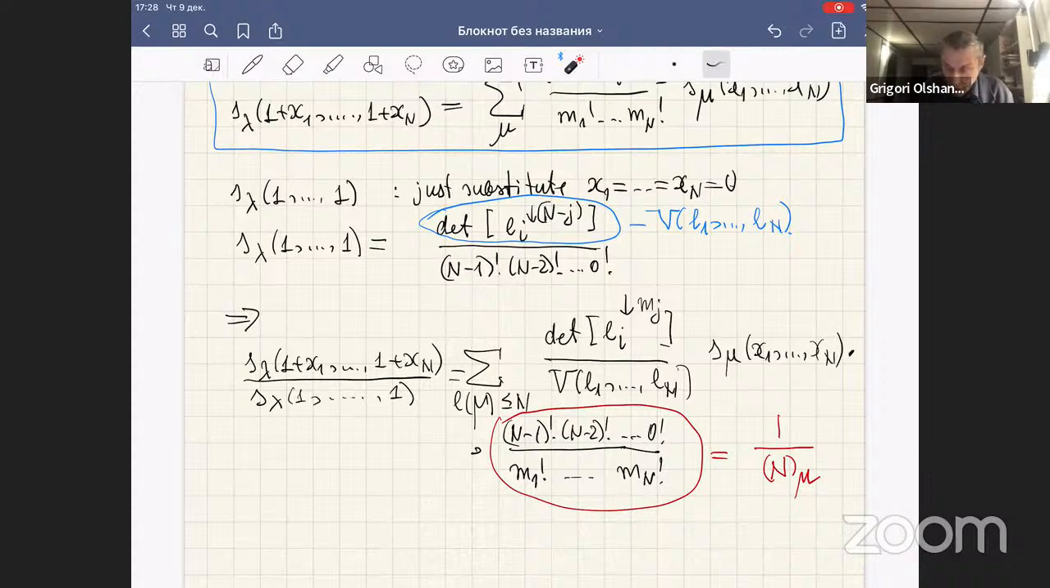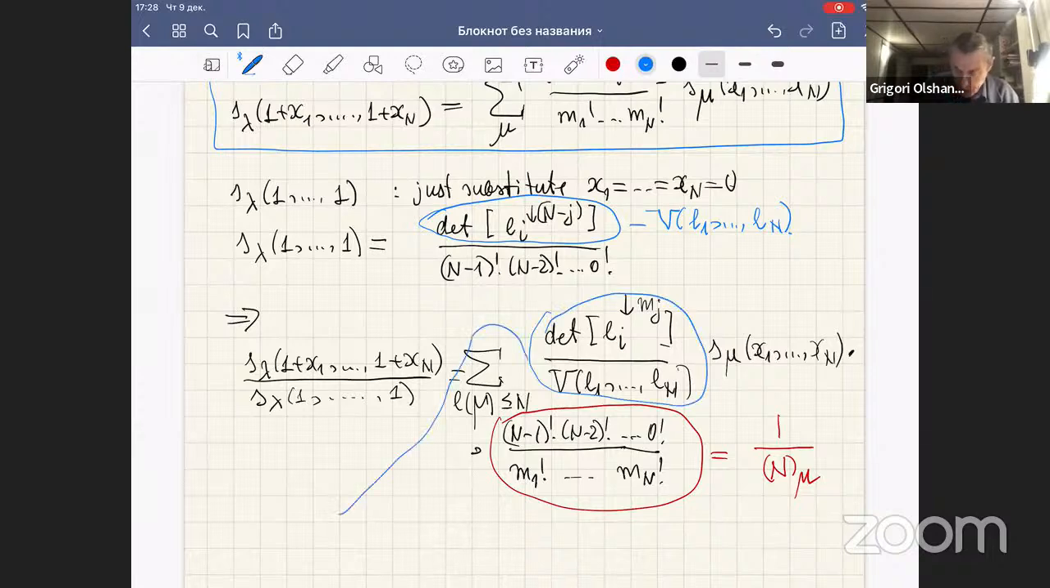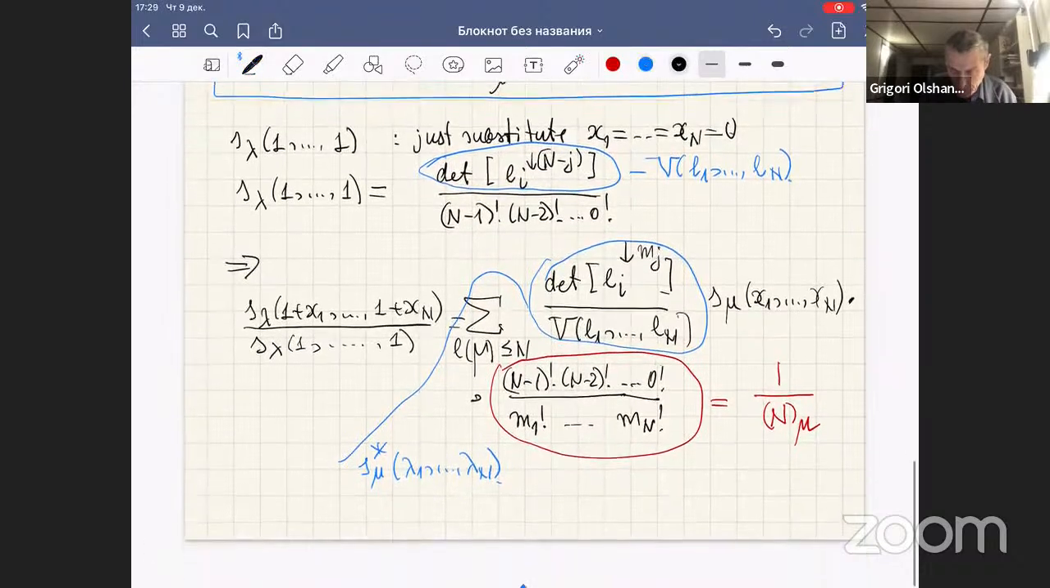And finally we remark that this expression is exactly what we want by the very definition. This is the shifted Schur polynomial. So this is the end of the proof. The end of the proof.